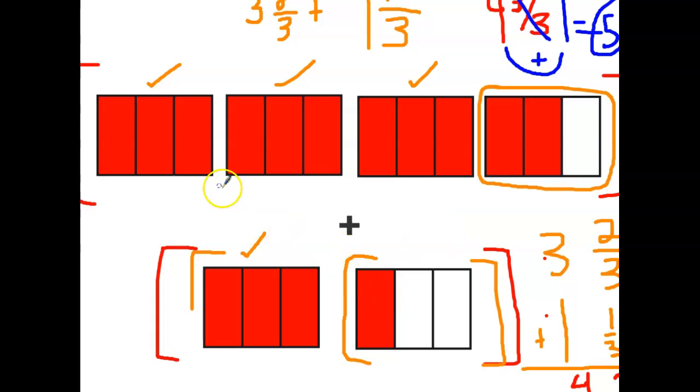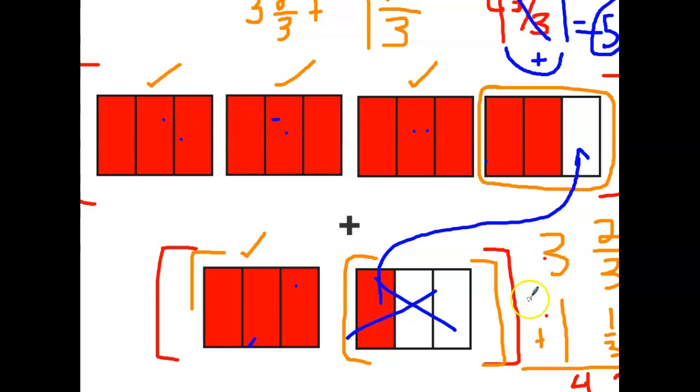Another way is you can look here and see, all right, I know I have 1, 2, 3, 4 wholes. Then I can just drag this one up here, right? And this makes a whole, and then there's nothing here. So then there's 1, 2, 3, 4, 5. That's another way you can do it also.